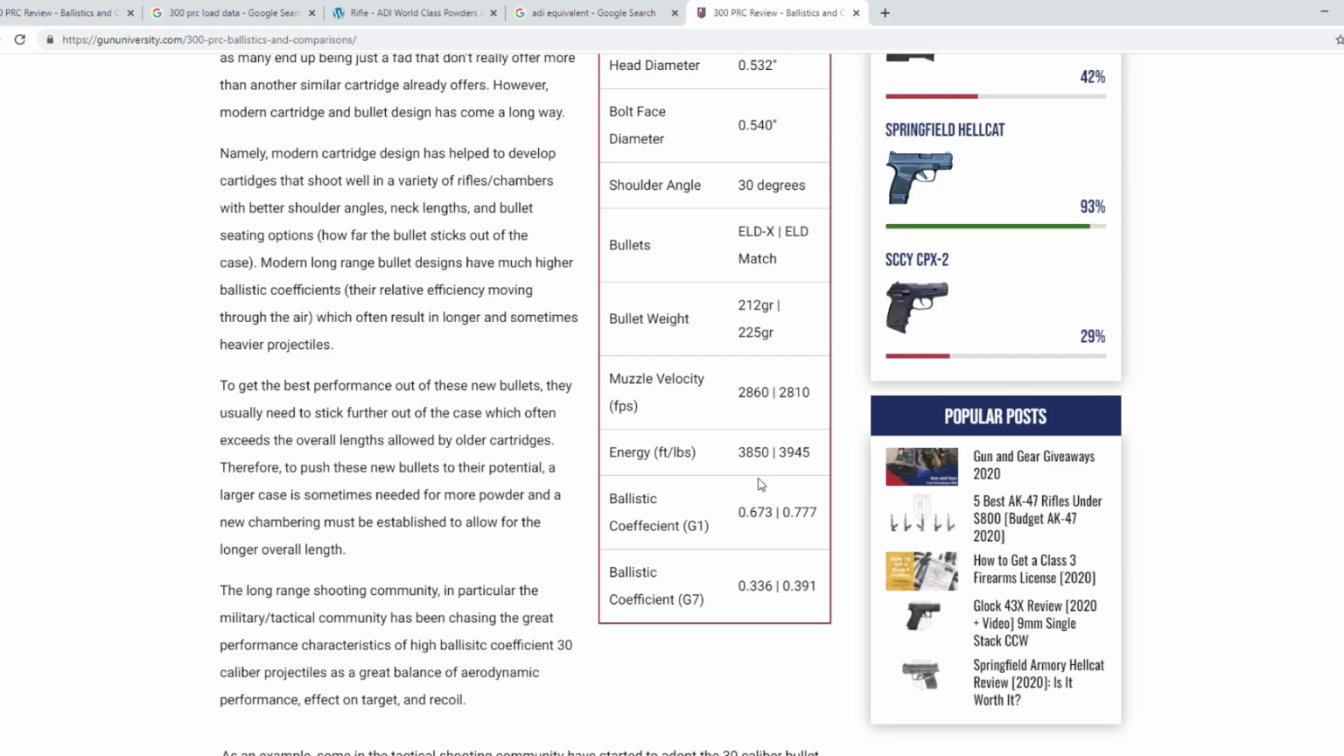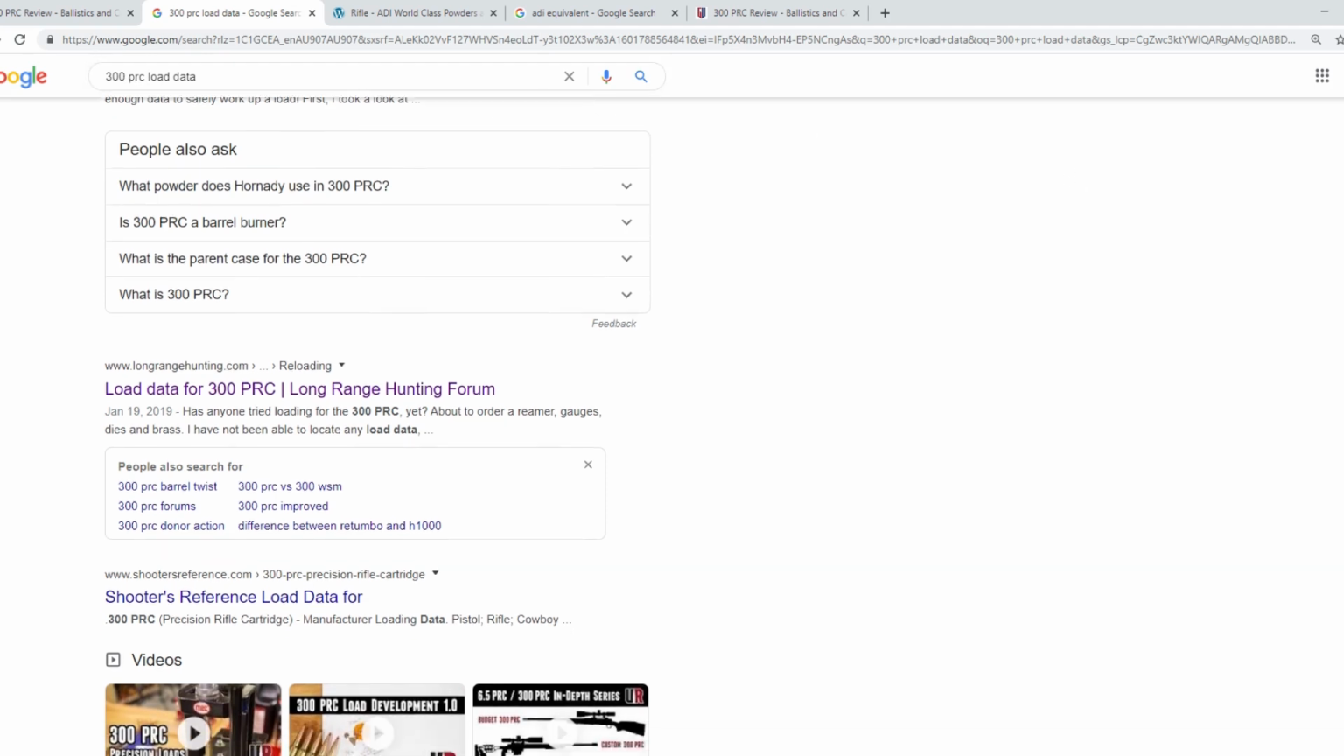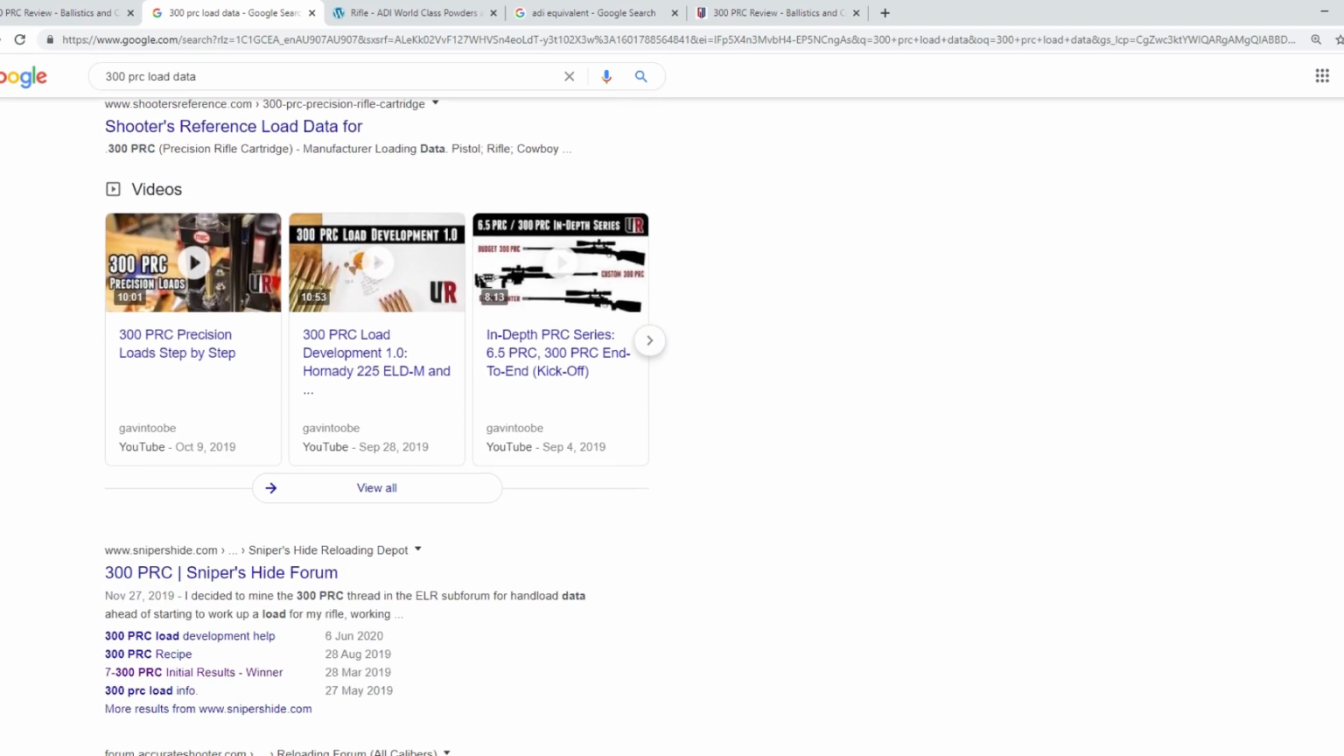This is what this is set up with. The next bit you do, and it is a good thing to look at, is a general idea on the internet from different sites as to load data, which also gives you an idea of what people actually shoot in the way of bullets with these things. So I've just typed in here the 300 PRC load data, and there's Sniper's Hide, and we'll go into that.